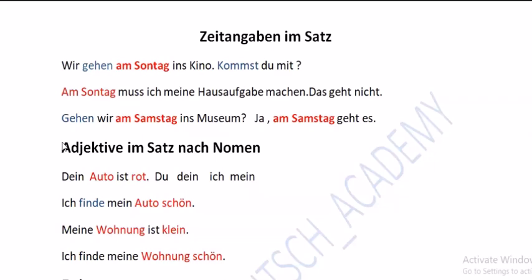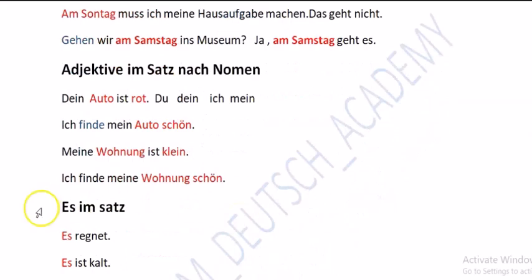So in this lesson we will be learning about the following grammatical points. The first one is Zeitangaben im Satz. It means times in a sentence. The next one is Adjektiv im Satz nach Nomen. It means adjective after noun in a sentence. The next one is es im Satz. Es means it in a sentence.